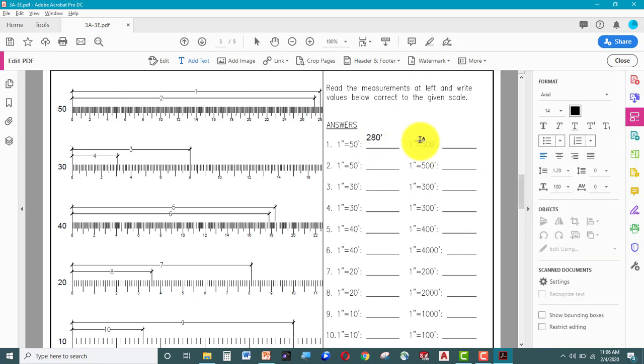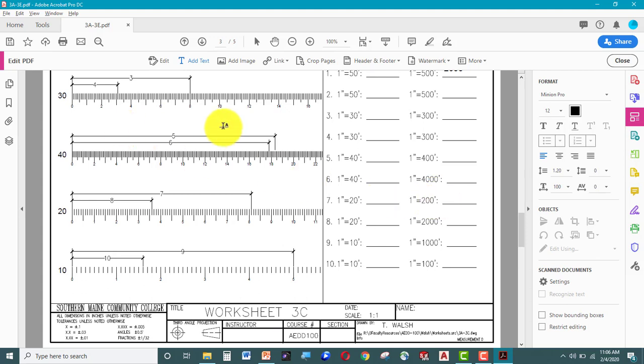Now, if 1 inch equals 500 feet, you look back over here, and 1 inch is from here to there. If the scale is 1 inch equals 500 feet, that now represents 500 feet. So you'd add 2 zeros. You come back over here to get the same number, 28, but then 2 zeros afterwards. So the actual answer in that case would be 2800 feet.